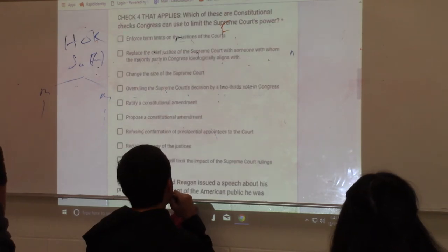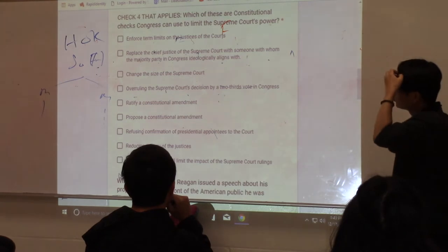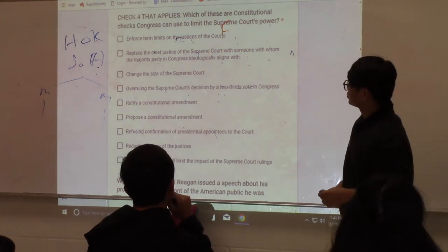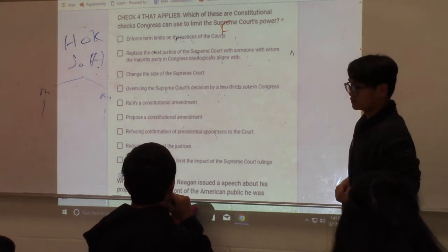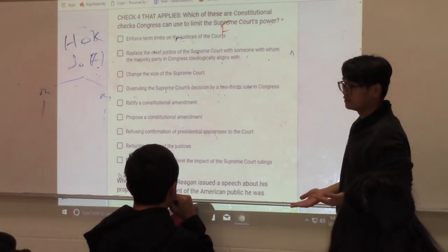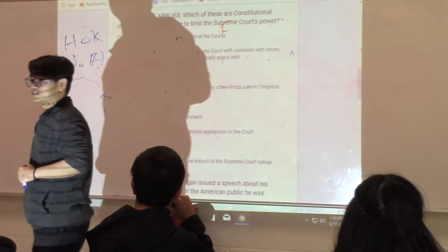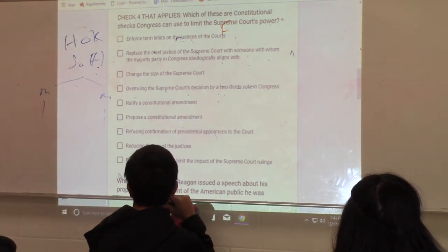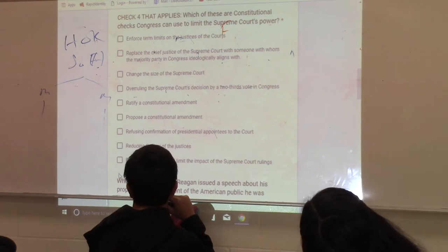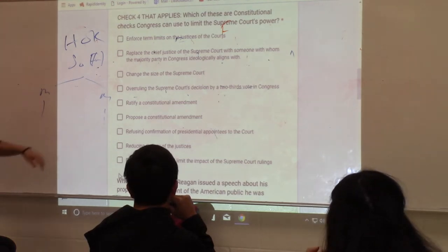Check all that apply. Which of these are constitutional checks Congress has to limit the Supreme Court? Can Congress enforce term limits on justices? No. So, you know they don't have term limits, right? They get to be there for how long? For life. If Congress wanted term limits, well, what does Congress have to do? They have to propose and ratify. They have to propose an amendment and then have it ratified, right? That's going to be impossible usually.